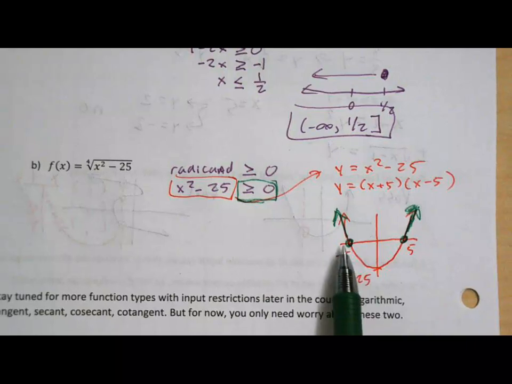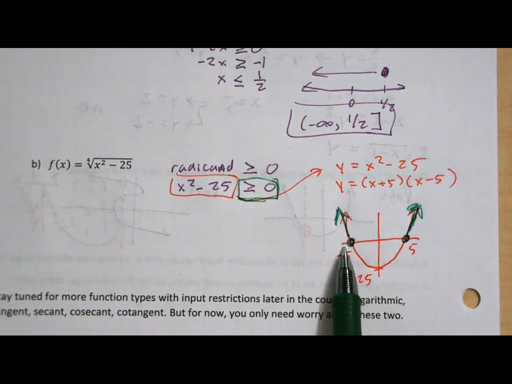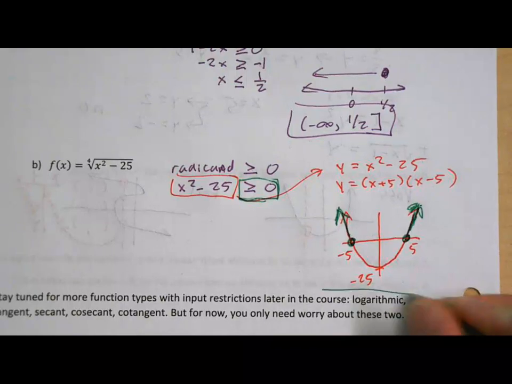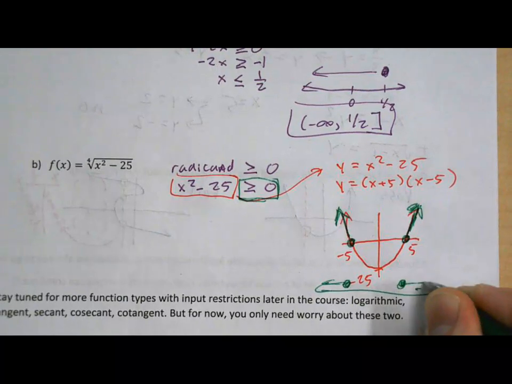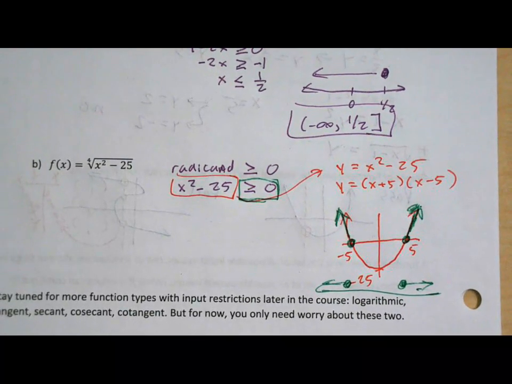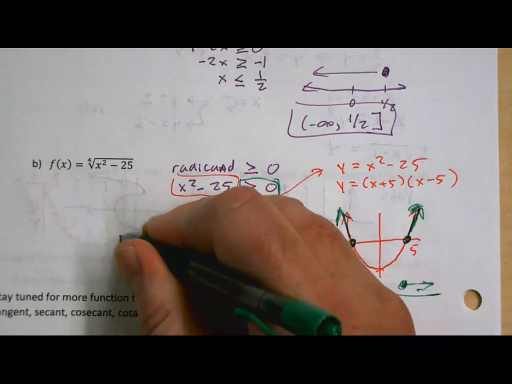So can you turn that into interval notation? If it helps you to draw a little number line down here, feel free to do that. And let's write our interval notation, final domain for this.